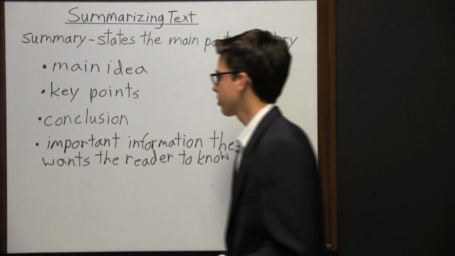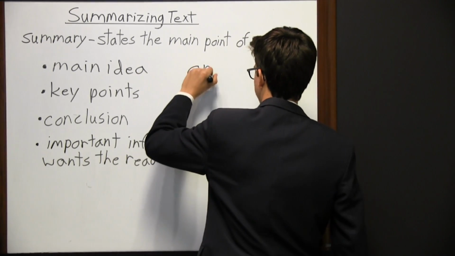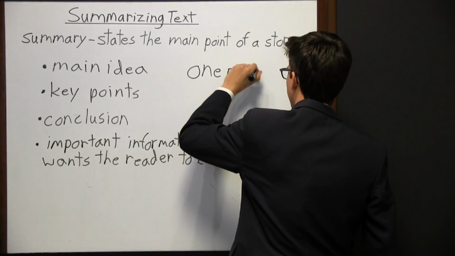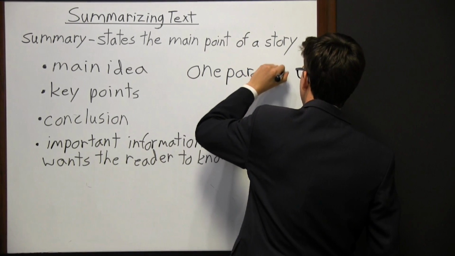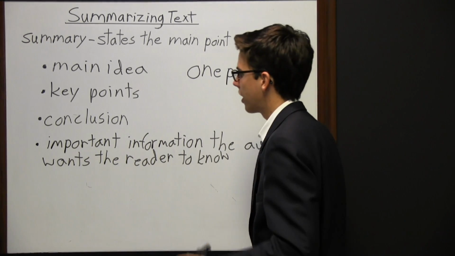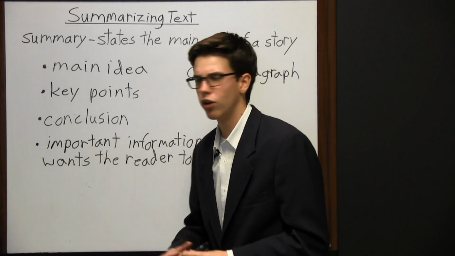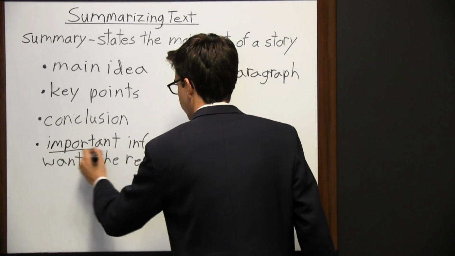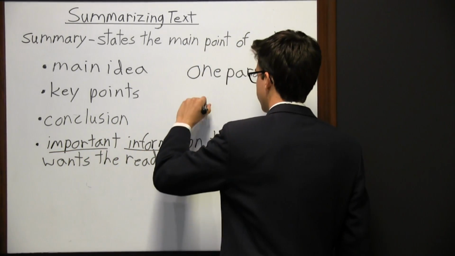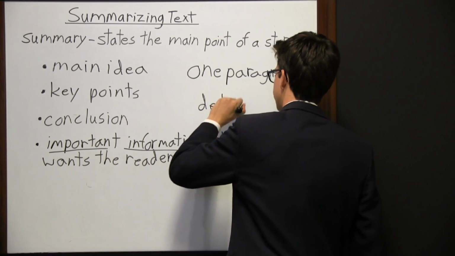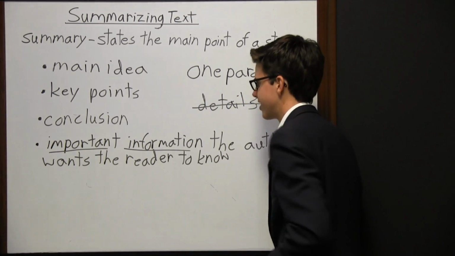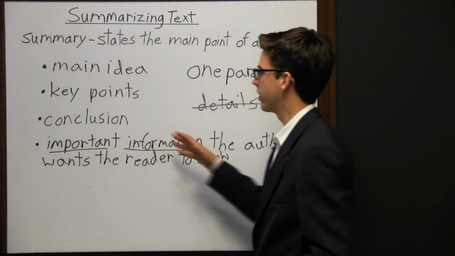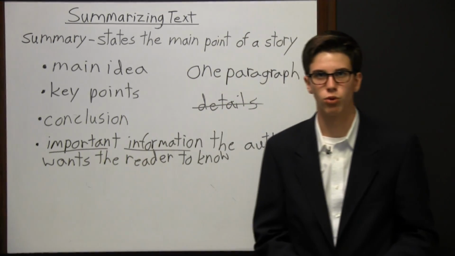And so a summary is typically 1 paragraph in length. So it's not very long because it does not need to be long because you're not focusing on details, you're just focusing on the overall story. And so remember, again, you're looking for important information. And so we're not interested in details. Try not to even think about the details, just look for the main idea of the story.